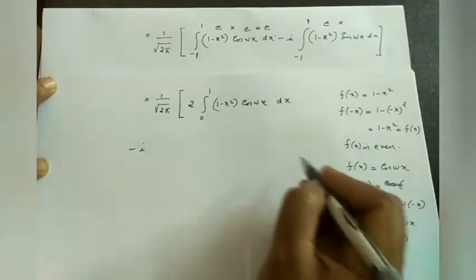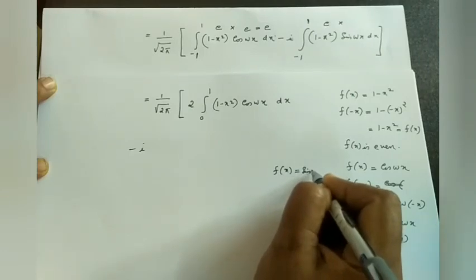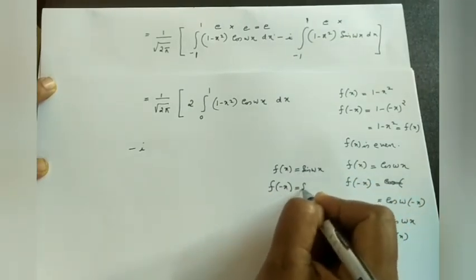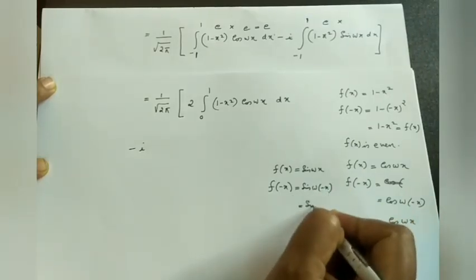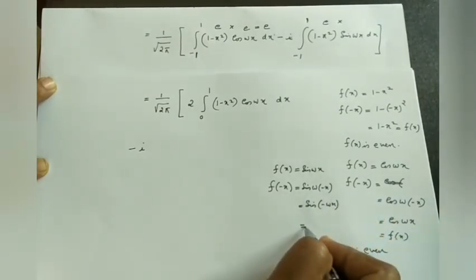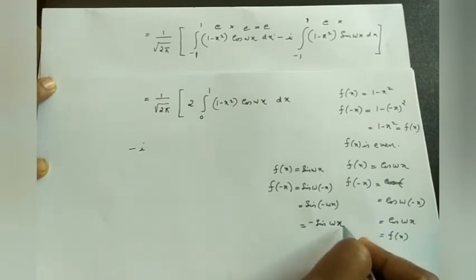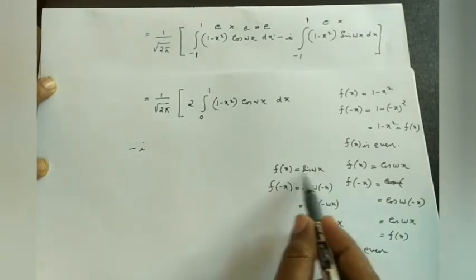If you do it like this, f of x is equal to sin omega x. f of minus x is equal to sin omega into minus x. This is sin of minus theta, that is minus omega x. Sin of minus theta is minus sin theta, therefore minus sin omega x. Therefore we know that f of minus x is equal to minus f of x.